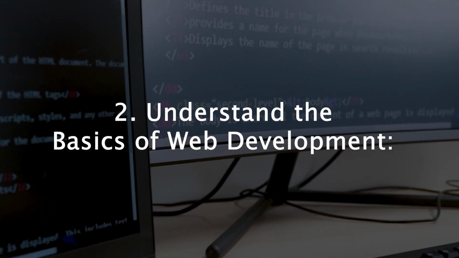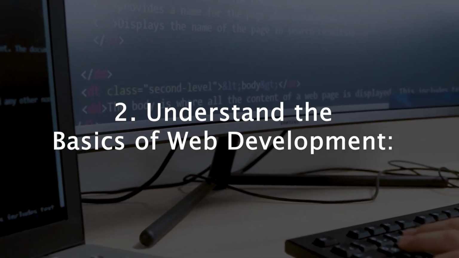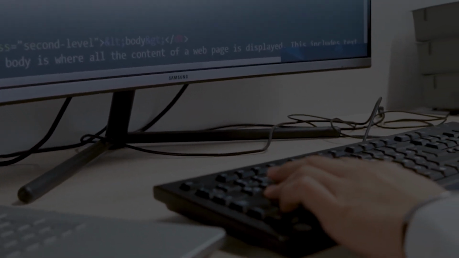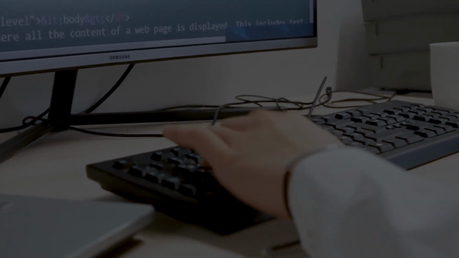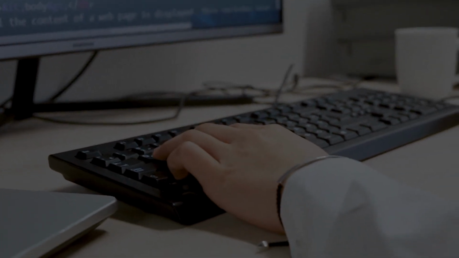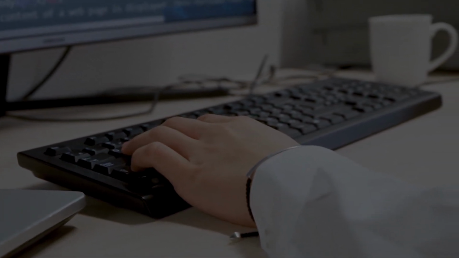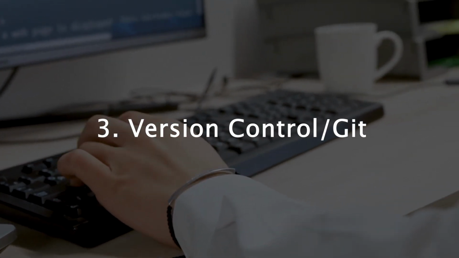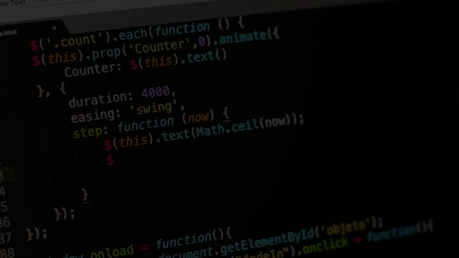Number 2, understanding the basics of web development. Here we see how the web works, the different protocols, HTTP, HTTPS, FTP, and others, how to build a responsive web design, and the browser developer tools. Number 3 is version control or Git. We learn the basics of Git for source code management.